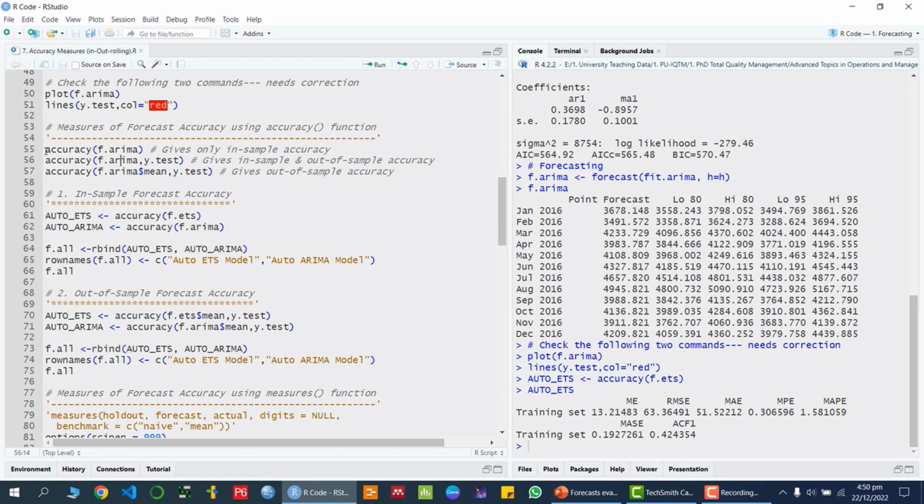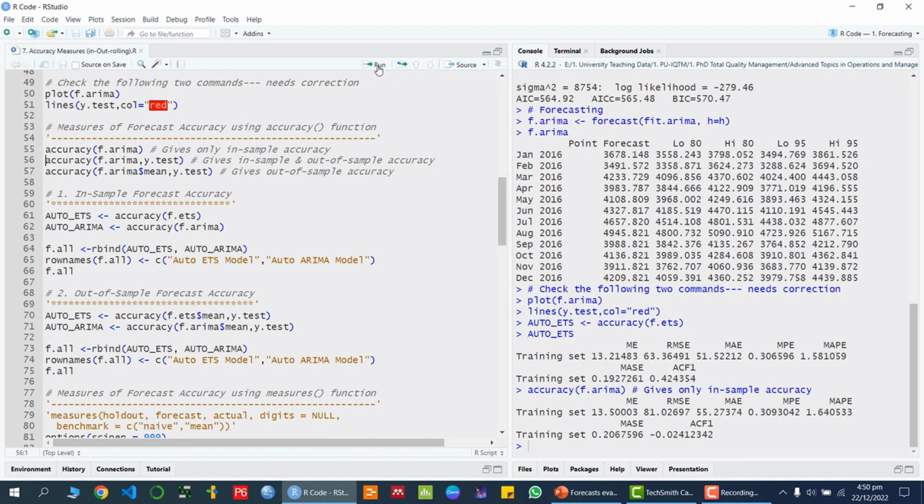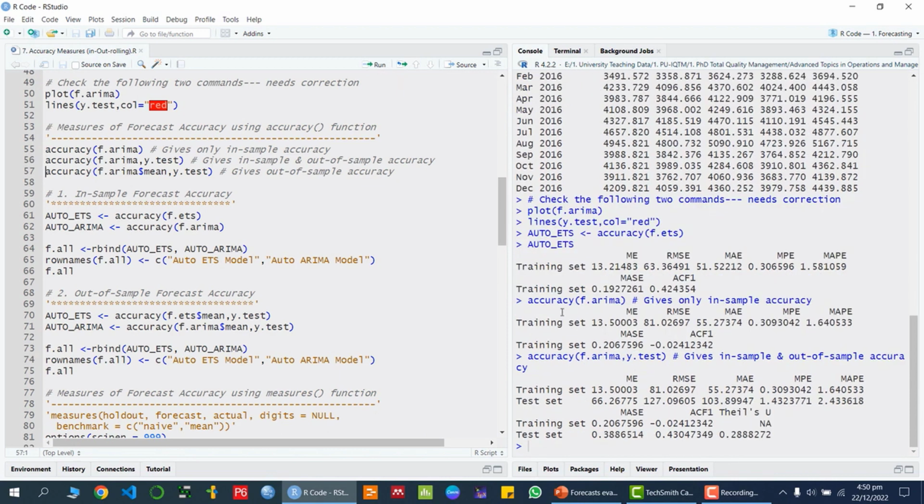So let me run these commands to show you. I'm calculating the accuracy with respect to the ARIMA model. This is the training set, this is training and test, which means this is the in-sample forecast accuracy, and this is the out-of-sample forecast accuracy. This is mean error, this is root mean square error, this is mean absolute error, this is mean percentage error, mean absolute percentage error, mean absolute scaled error, and so on. So these are the measures which the accuracy function provides us.